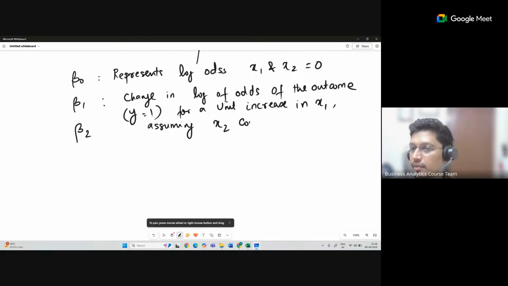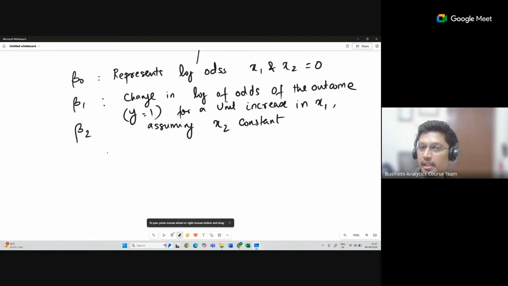X2 constant. Okay. From this, can you define beta 2? If you are increasing x1 by 1 unit, the log of odds of the outcome, which is y equal to 1, changes. That's what beta 1 signifies.